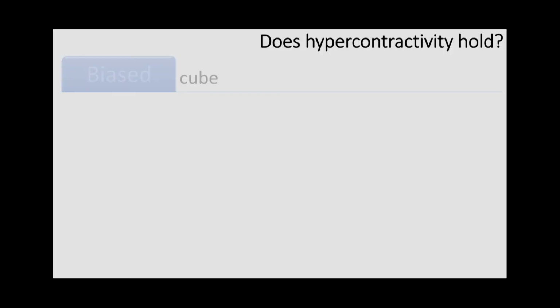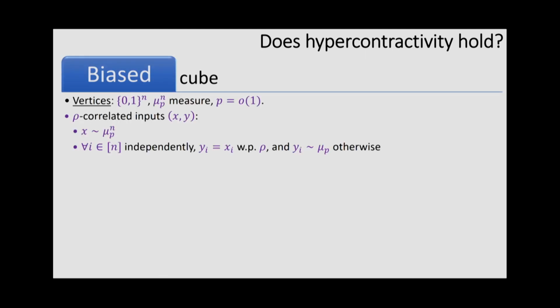So the first question is, does hypercontractivity hold? And again, as I said, the domain that we consider is the biased cube. Again, the vertices are {0,1}^n, but now we consider them with a non-uniform measure. We consider them with the mu_p measure, where p is little o of 1, say 1 over root n. And you have the same definition of correlated inputs. You keep the bit with probability rho, and otherwise resample it according to the correct marginal.